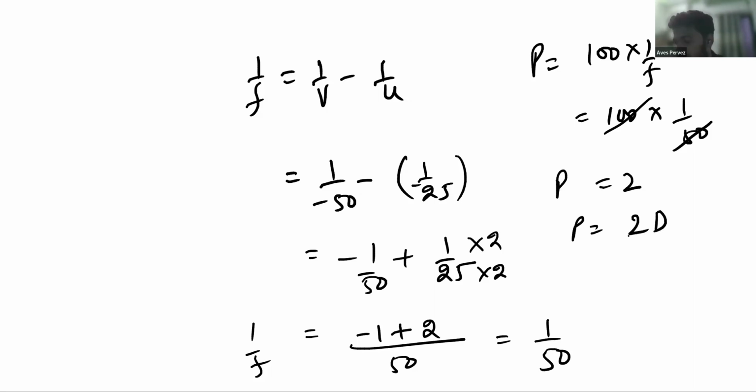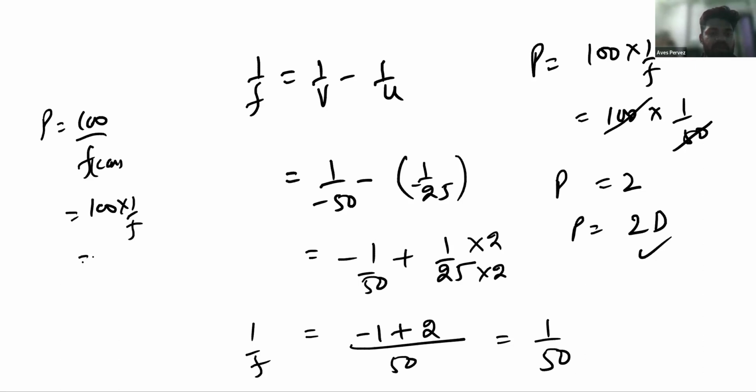Yes, Shweta, I was saying something. Yes, sir, sorry, some network issues. Okay, now you have done this question. Yes, sir, I got the answer. 1 by F is equal to 1 by 50. Now you know that P is equal to 100 by F if it is in centimeter, so we can write it as 100 into 1 by F. The value of 1 by F is 1 by 50. You cut it, you will get 2. Got it? Yes. Power is 2 diopter.